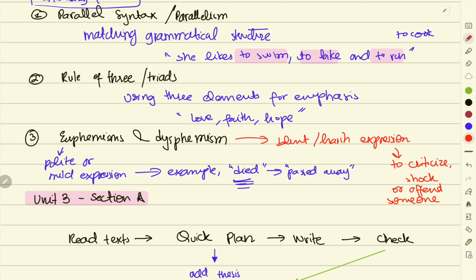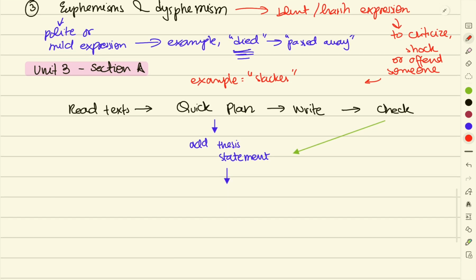And so, if I give you an example, using slacker for someone who's unmotivated, lazy, procrastinating. So you use the word slacker. The purpose of using dysphemism would be to criticize, insult, or create a strong emotional reaction which might motivate action, if that makes sense.